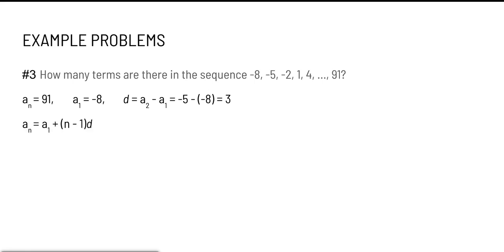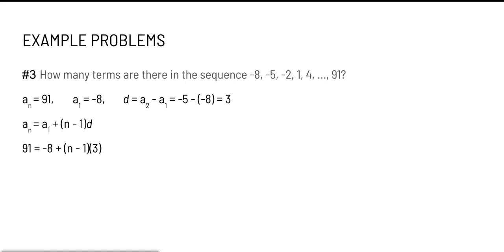So now, let's look at our formula again. It doesn't change. It's still a sub n equals a sub 1 plus open parentheses n minus 1 close parentheses times d. Let's plug it in and replace a sub n, a sub 1, and d with their given values again. We get 91 is equal to -8 plus open parentheses n minus 1 close parentheses, because that's what we are looking for, times 3.